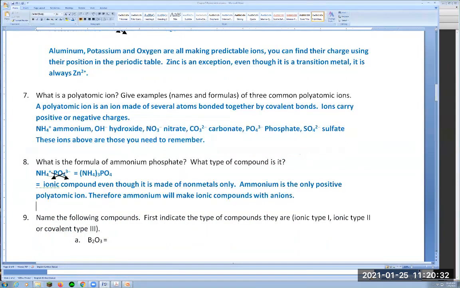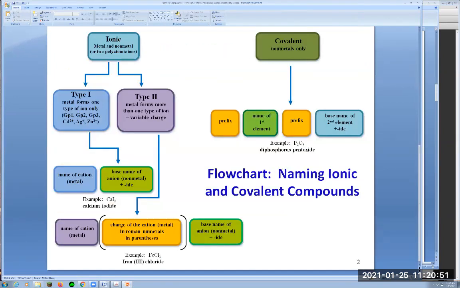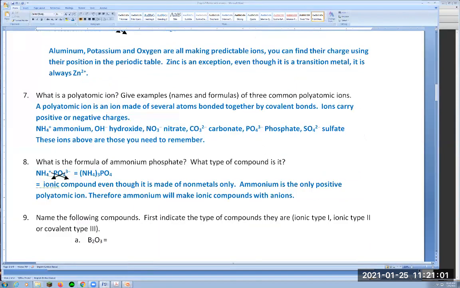So question 9, name the following compounds. First indicate the type of compounds they are. Type 1 ionic, ionic type 2, or covalent type 3. It is important you decide the type of the compound before you try to name, otherwise you will apply the wrong rules and then the naming will be wrong. So the first step is to decide, do I have an ionic compound or a covalent compound? And then if you have an ionic compound, is it a type 1 or a type 2?